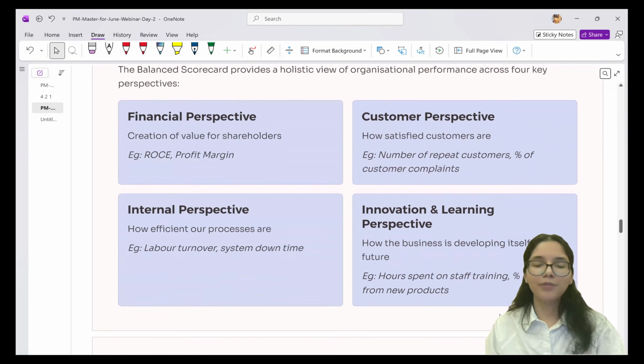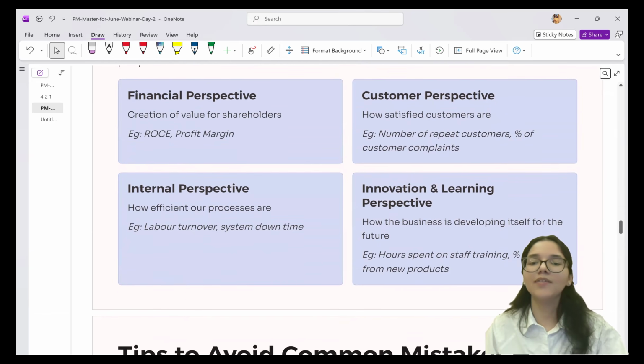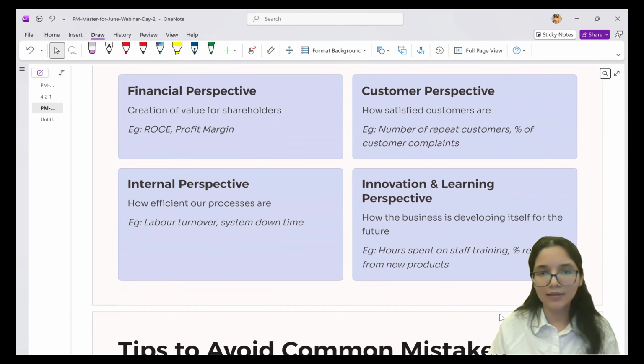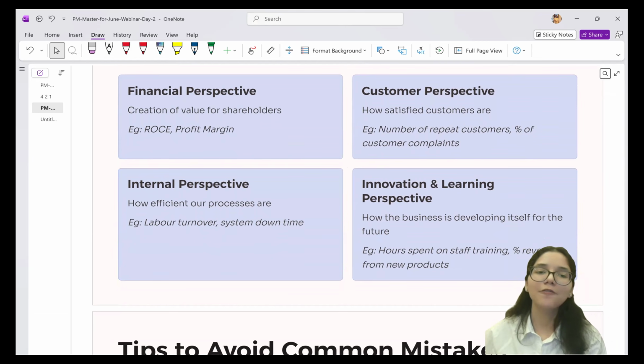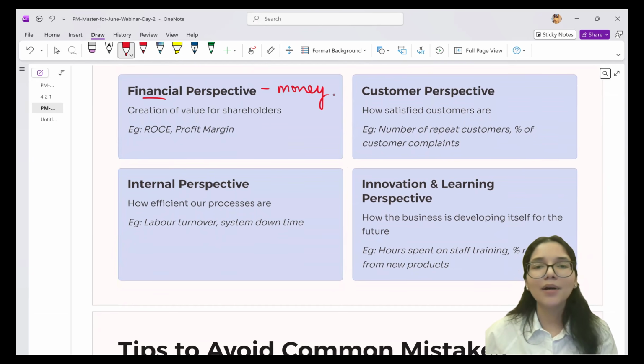Again, you people were previously naming these 4 perspectives for me: the financial perspective, customer perspective, internal perspective, and then the innovation and learning. Like the names themselves are telling you, what exactly do we measure in these perspectives? Firstly, the financial perspective measures, as the name itself is telling you, everything related to money. So who cares about the money? The shareholders care about the money. So whether value was created for the shareholders or not, that is what we measure using the financial perspective.